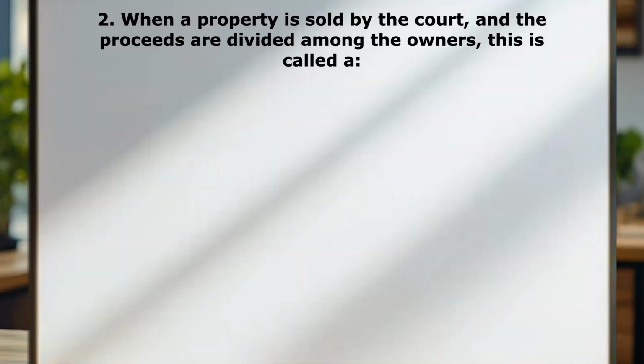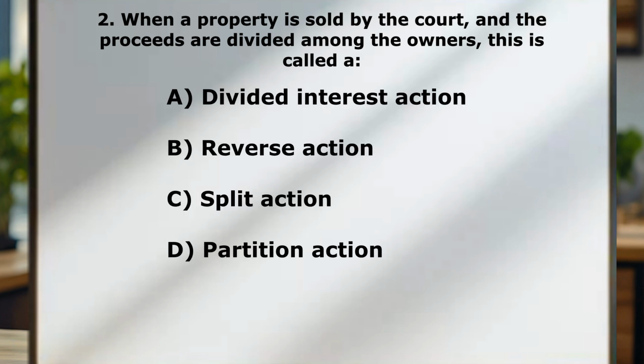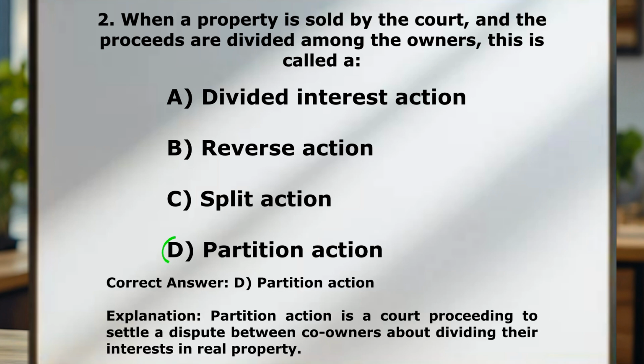Question number 2. When a property is sold by the court and the proceeds are divided among the owners, this is called A, divided interest action, B, reverse action, C, split action, D, partition action. The correct answer here is D, partition action. Partition action is a court proceeding to settle a dispute between co-owners about dividing their interest in real property.